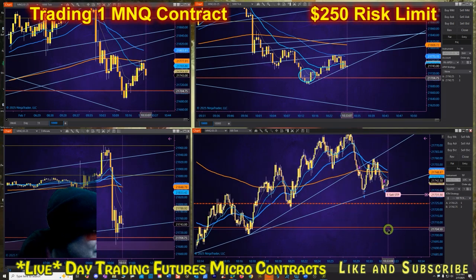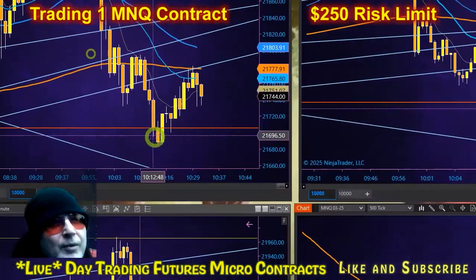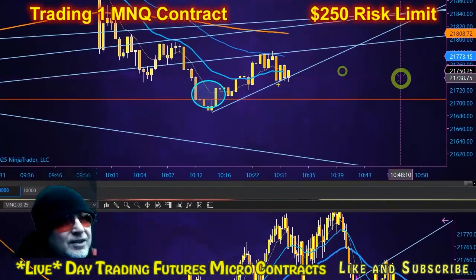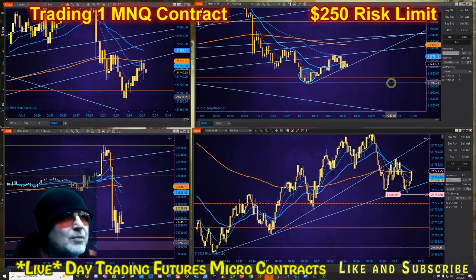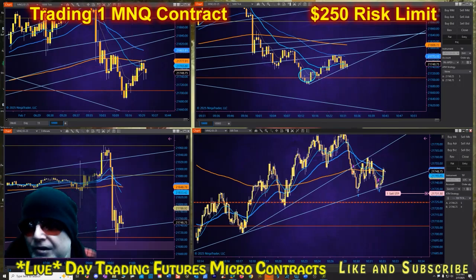I do have a sell stop order ready for it to go down and break down right here. I like what it looks like on this 10,000 tick. You see this consolidation, it could easily break down, and I think it would keep going if it did. So we're looking to short it.